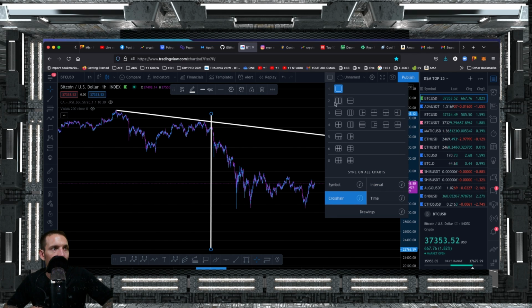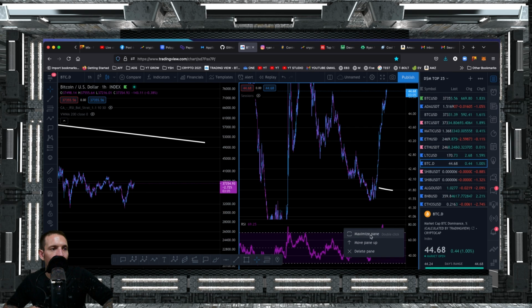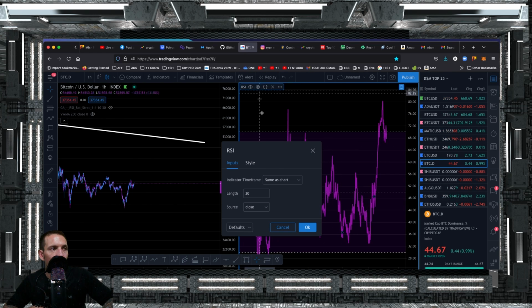So I'm going to come over here and I'm going to split my charts in half. I'm going to make sure that I maximize RSI, and I'm going to come over to the settings tab and make sure that my length is set to 30. That way I'm taking the average of the last 30 days.